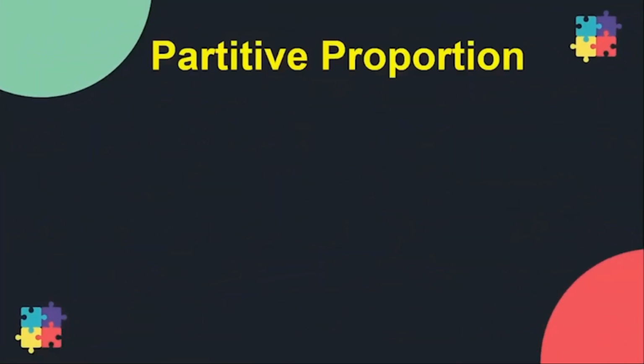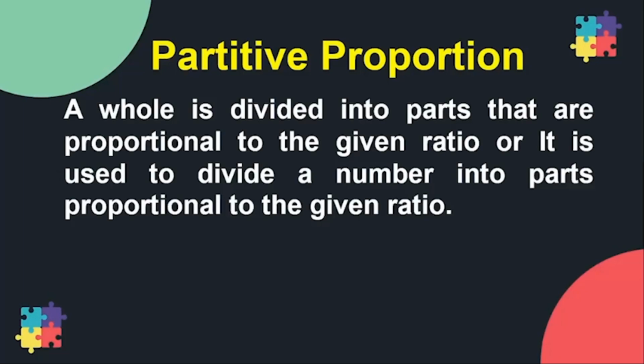So we have here partitive proportion. In partitive proportion, a whole is divided into parts that are proportional to the given ratio, or it is used to divide a number into parts proportional to the given ratio. So one whole, you divide it according to the ratio or partition. So for you to understand more, let's have this example.